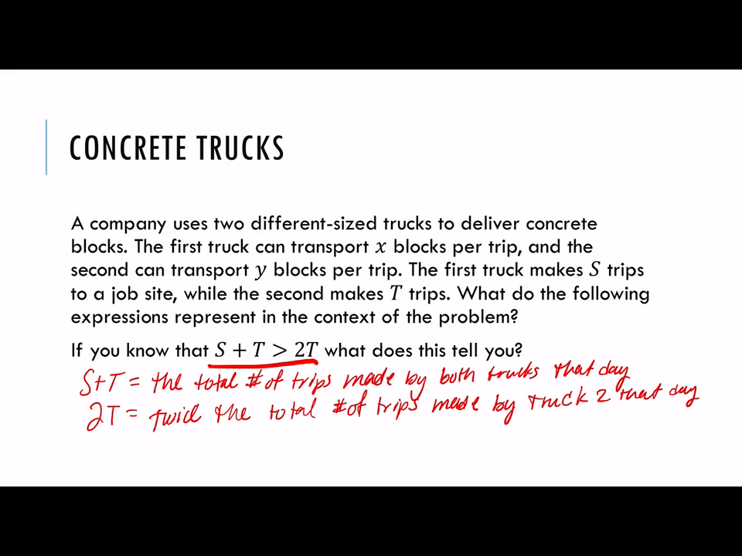So if S plus T is greater than 2T, it means that the total number of trips to the job site is greater than twice the number of trips truck 2 made. The total number of trips made that day is greater than 2 times the number of trips truck 2 made.